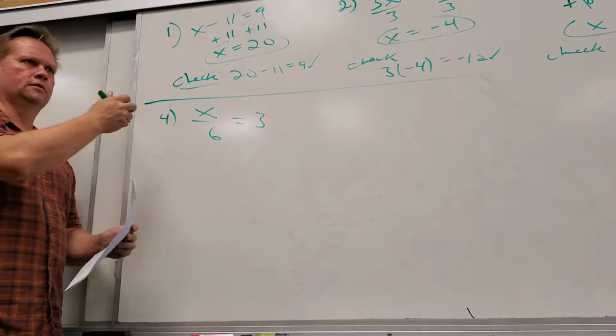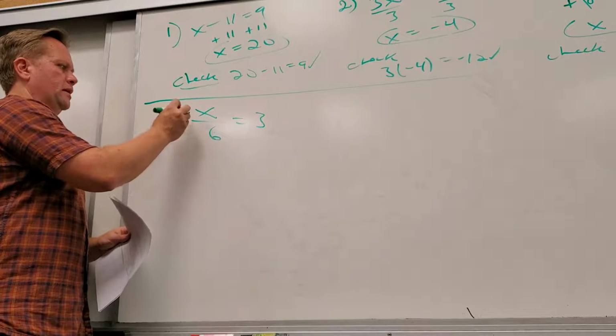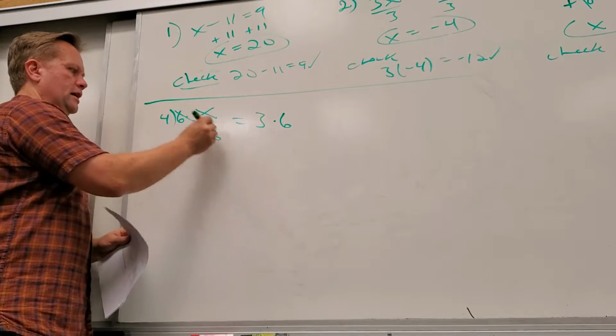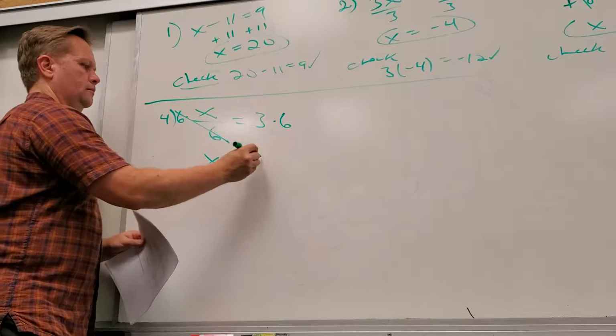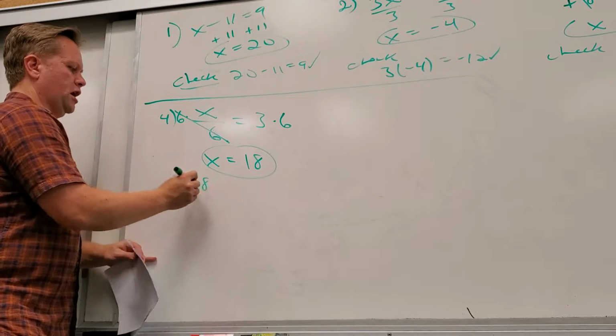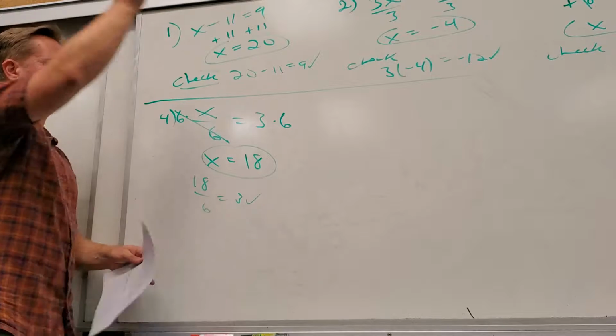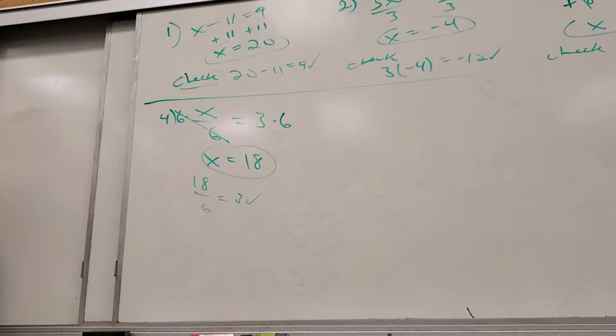All right, and this one, I think this one shouldn't be too evil now. How do you kill the 6? Times it by 6. 18. Kick ass. And then to check it, 18 divided by 6 is 3. Sweet.